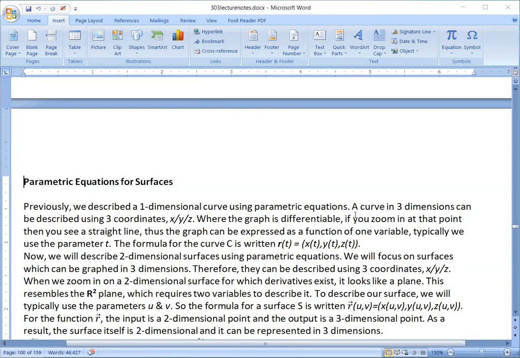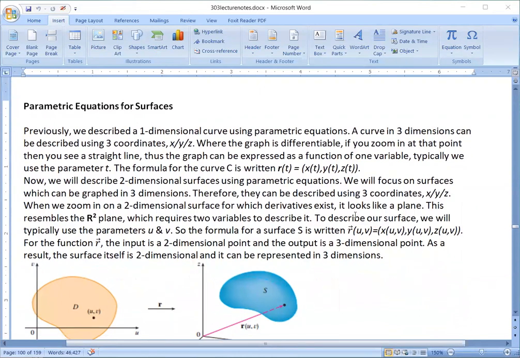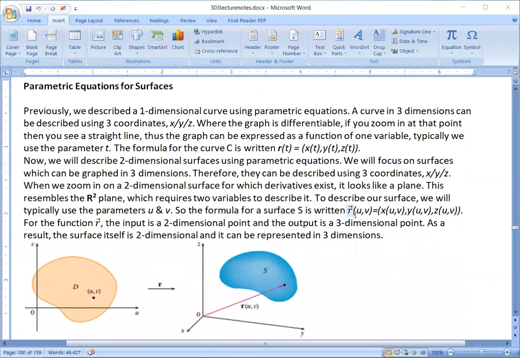So as a result of all that, the surface itself is 2-dimensional, but we represent the graph of the surface in 3 dimensions or 3 coordinates. So actually, let's present the graph of what's going on here. Okay. So this is sort of the picture of what's going on.